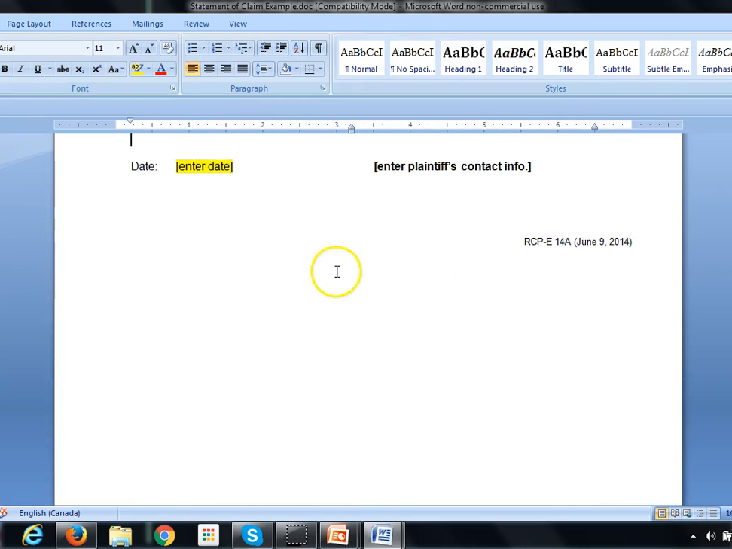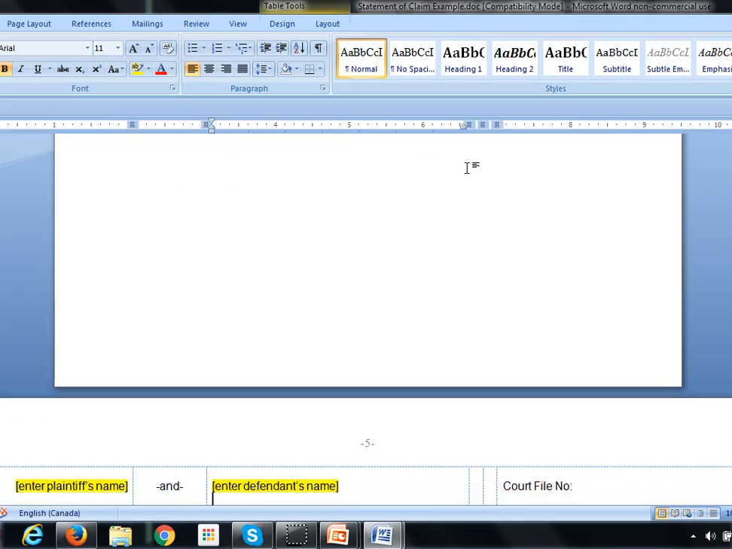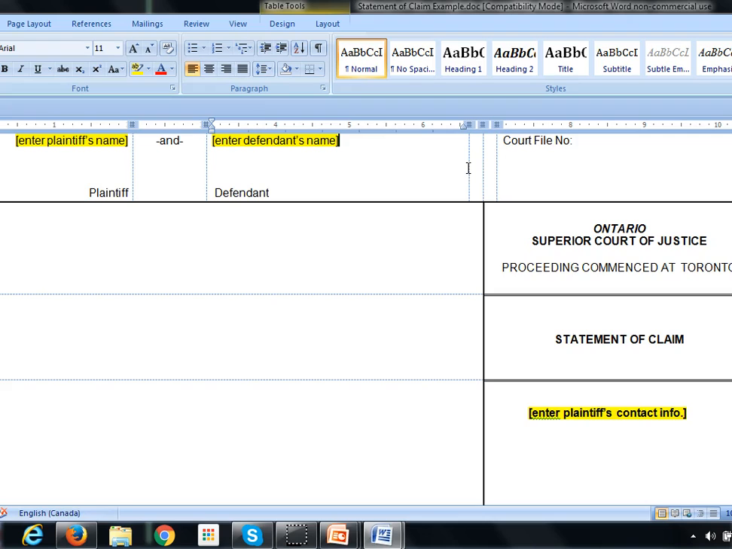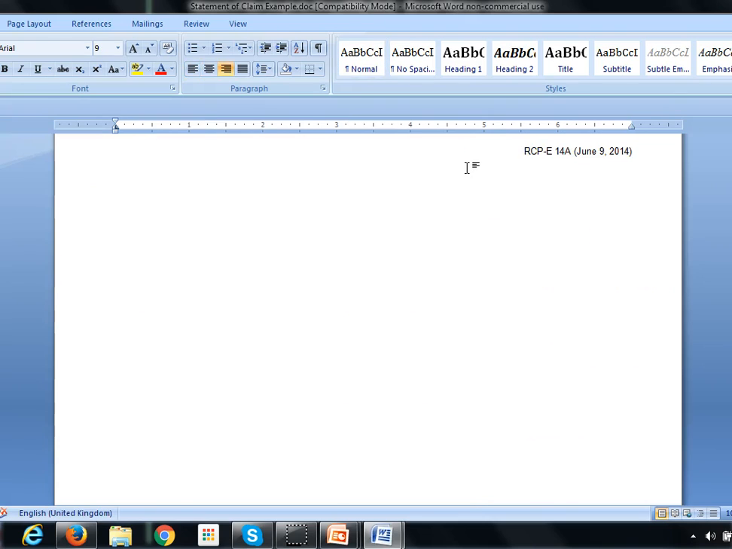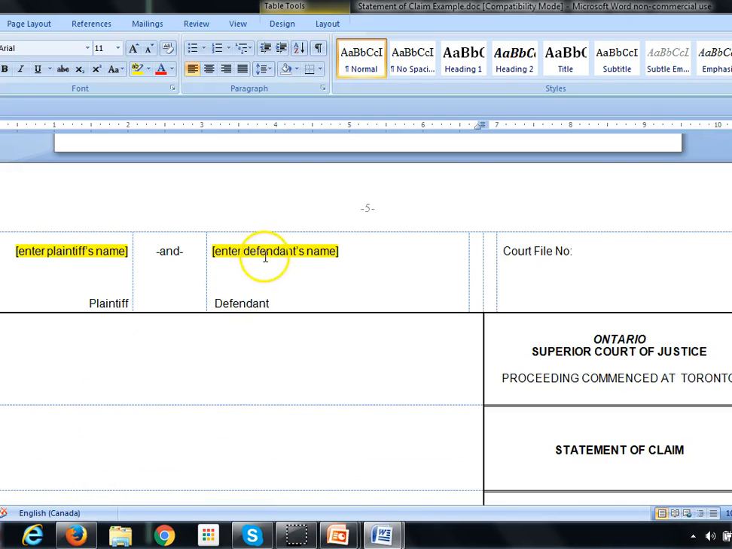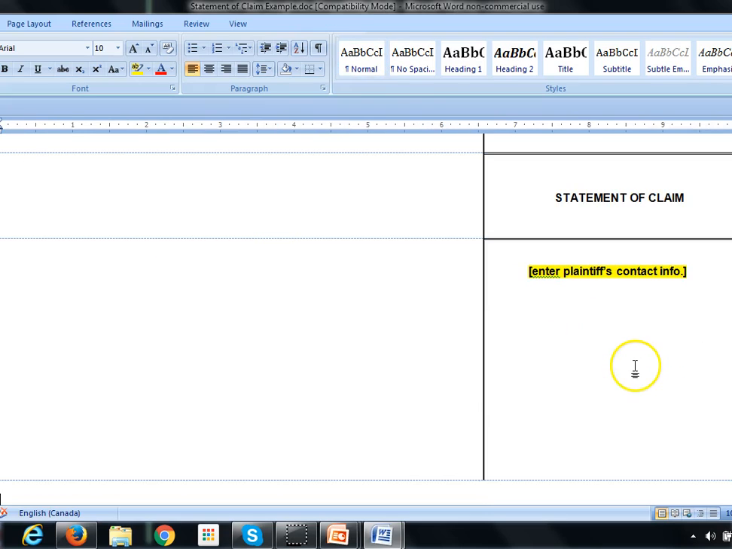At the bottom, once again, you enter the date here, and the registrar will enter the date if you have not input it. This is the date on which the claim is being issued. At this place, you enter the plaintiff's contact information. And this is the back page of a statement of claim. Each court document has a back page which contains the plaintiff's information, which goes here, and the defendant's information, the name of the defendant, which goes here. The court file number will be issued by the registrar, and this will go here. And then at this place, you will have the plaintiff's contact information.